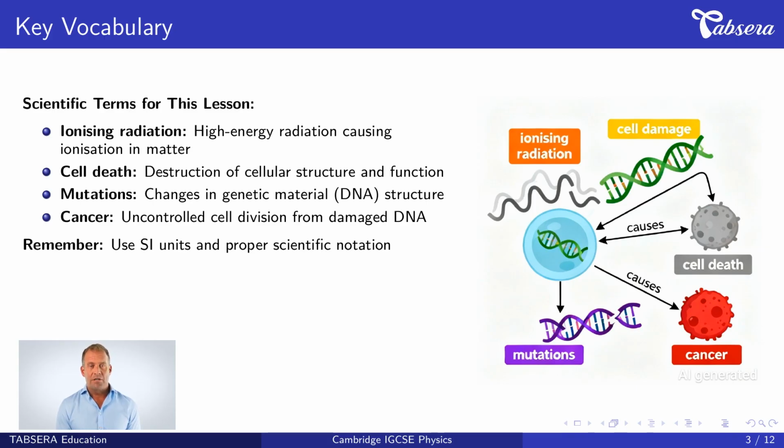Third, mutations are changes in genetic material, specifically DNA structure, caused by radiation damage. Fourth, cancer is uncontrolled cell division resulting from damaged DNA that can no longer regulate growth properly. Understanding these terms precisely is crucial for exam success.